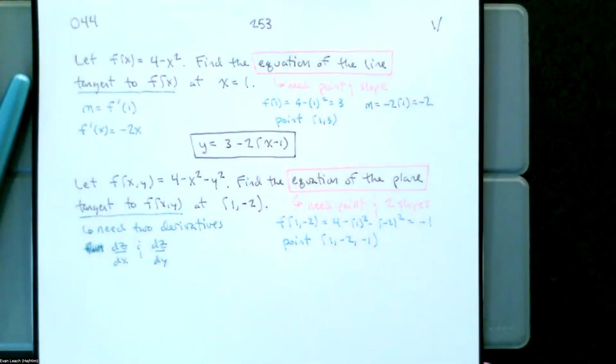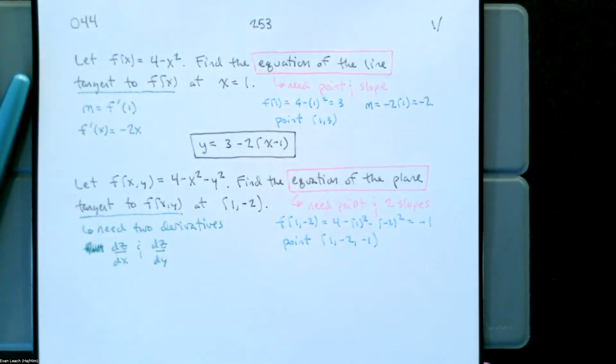I need two derivatives, where in the previous problem, we were being a little bit Newtonian. We're like, oh, f prime of 1, but we needed dy dx. How is y changing with respect to x? Here I need to know two things. At this point, how is z changing with respect to x, and how is z changing with respect to y?